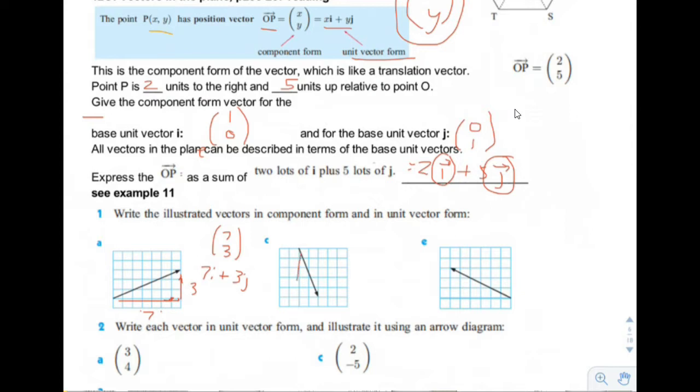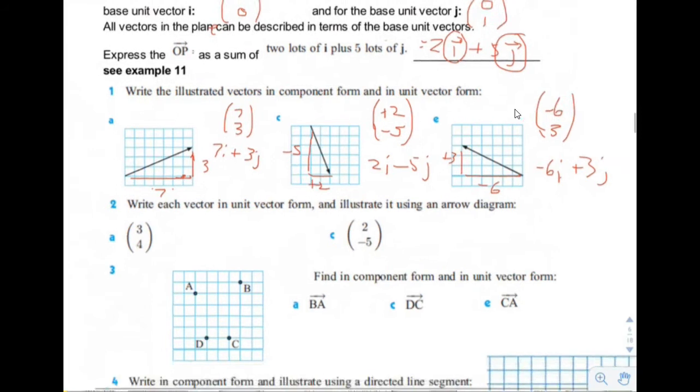What about this one? We go down 1, 2, 3, 4, 5, so it's negative 5, and then we go over 2, which is plus 2. Which do we put first? We put the x first, so 2 goes first, and then negative 5 goes second, because that's the y. Then we could write that as 2i minus 5j. Now this last one, we're going backward in the x direction, backward 6, and then we go up 3, so we could put minus 6, 3, or minus 6i plus 3j. Okay.